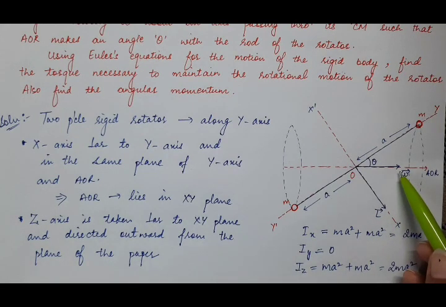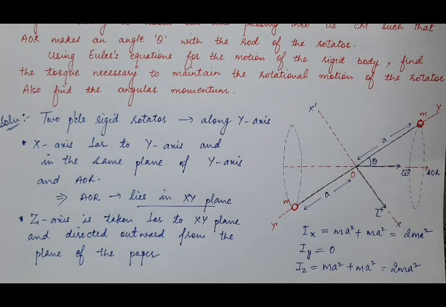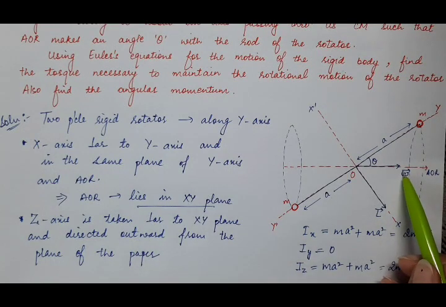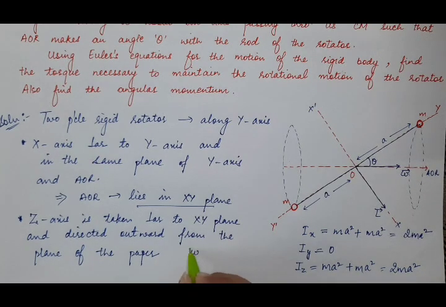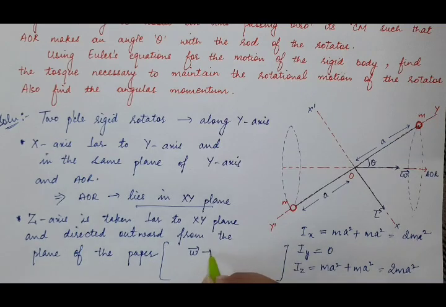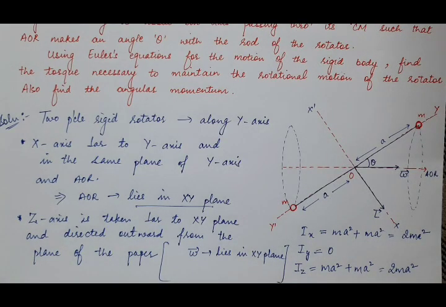Here, as you can see, the axis of rotation lies in the xy plane, and this omega vector is in the direction of the axis of rotation. It means this omega vector also lies in the xy plane, and if it lies in the xy plane, its z component will be 0. So omega z is 0. So what about omega x and omega y? You can calculate from this figure.